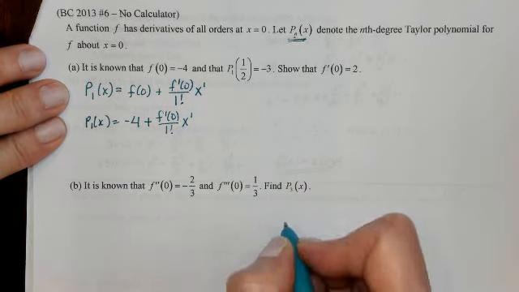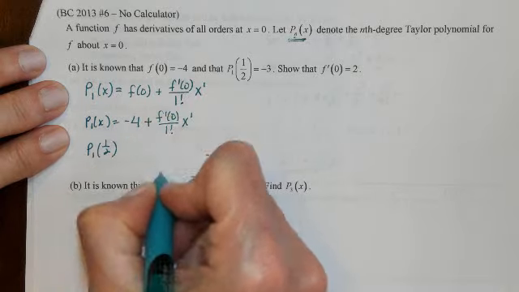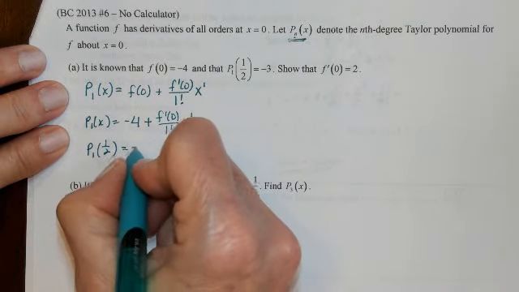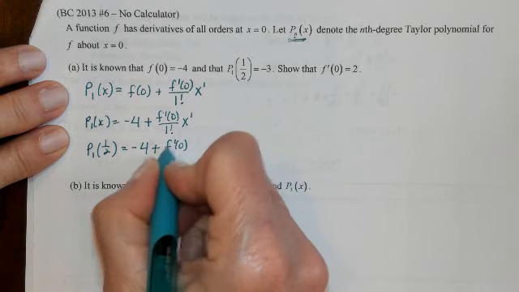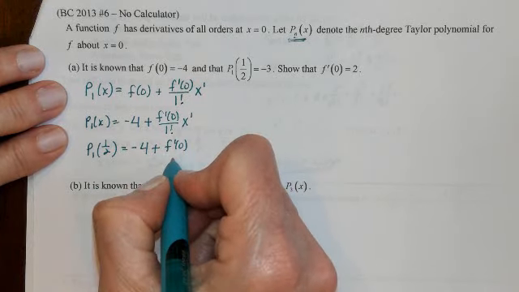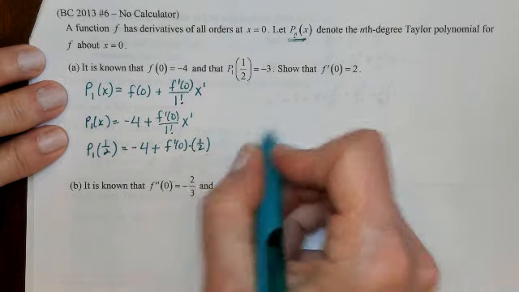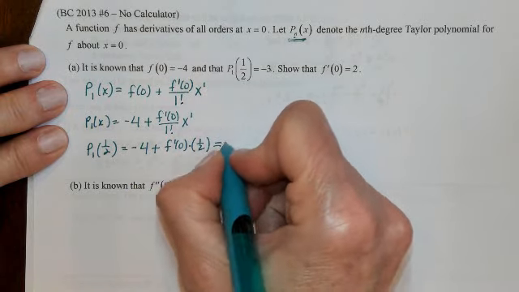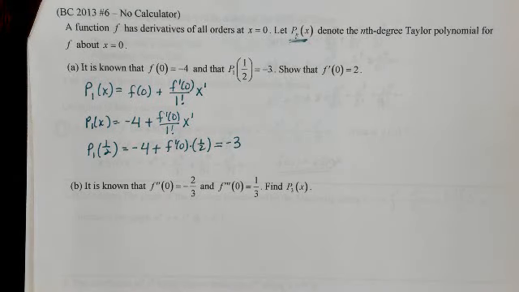Like that. And now I'm going to replace the x with a half. I'm replacing x with a half. I don't know what that first derivative is. 1 factorial, though, is 1, right? So that's times a half. And that must equal -3. And now all of a sudden it fell into place.